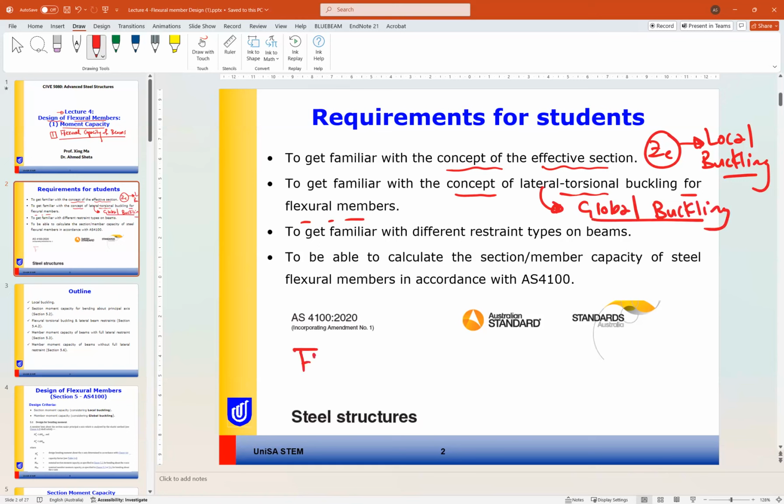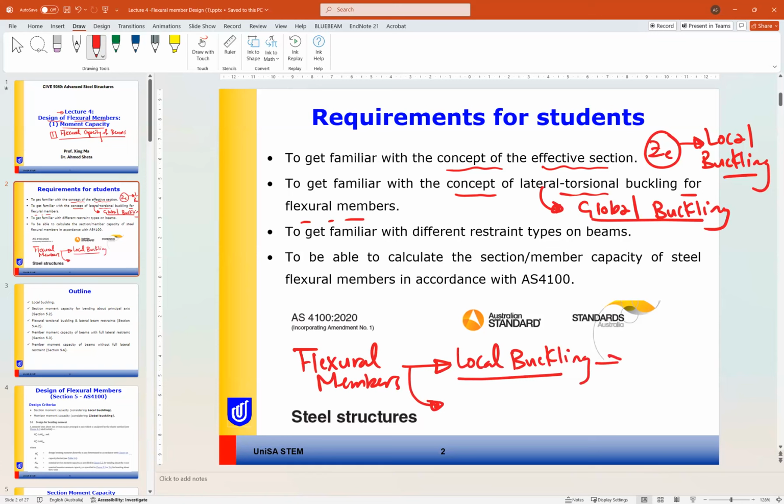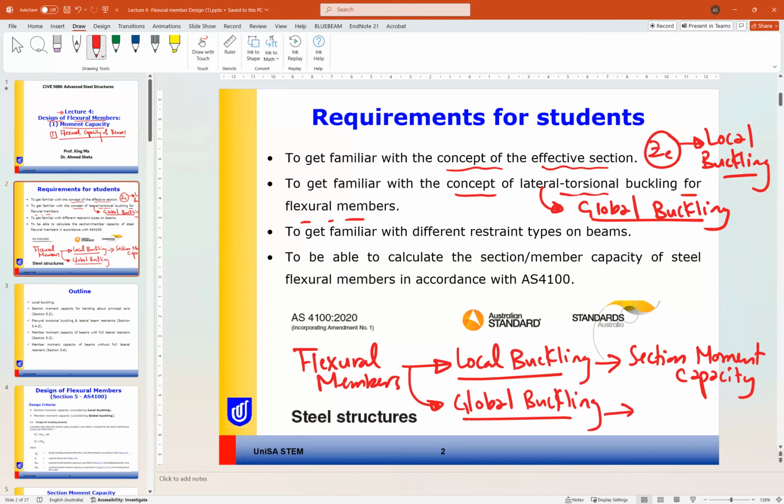So for flexure member, we have two types of behaviors. One of them is the local buckling behavior, and this will be considered in the section moment capacity. It's the same concept like the compression members. And we have also global buckling behavior, or overall buckling behavior, or lateral torsional buckling behavior. This will affect our member moment capacity.